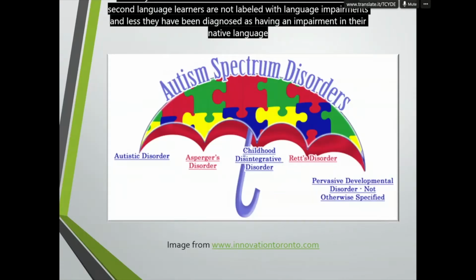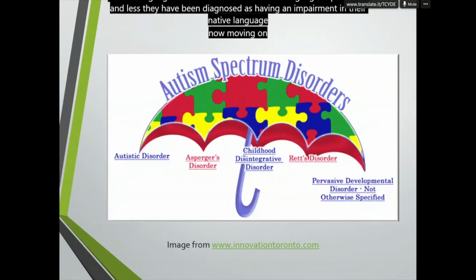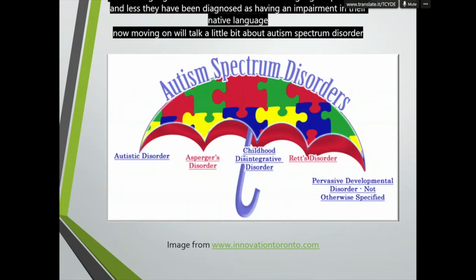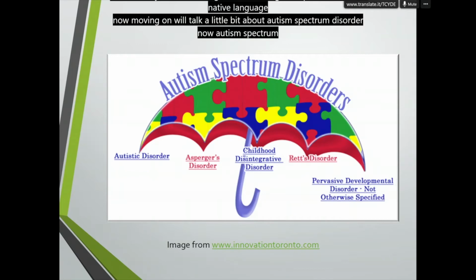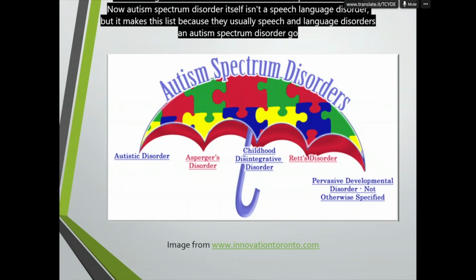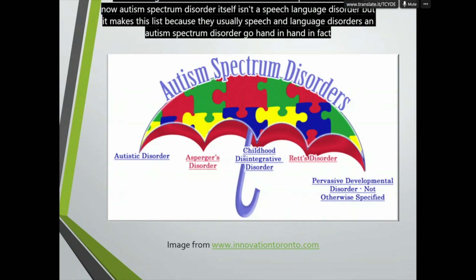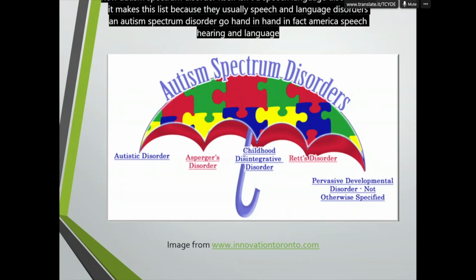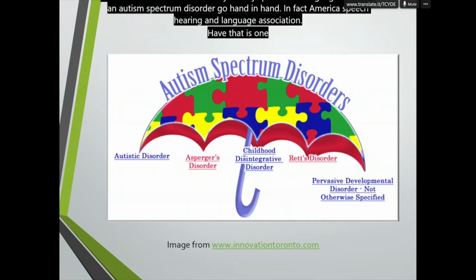Now moving on, we'll talk a little bit about autism spectrum disorder. Now, autism spectrum disorder itself isn't a speech language disorder, but it makes this list because usually speech and language disorders and autism spectrum disorder go hand in hand. In fact, the American Speech-Language-Hearing Association has that as one of those defining factors that makes autism first detectable.